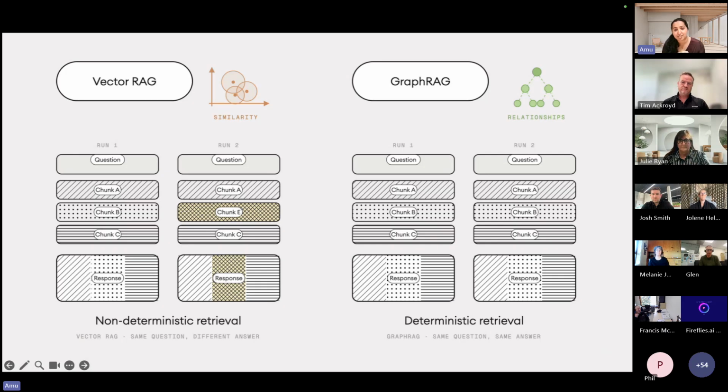In GraphRAG solutions, the graph follows explicit logical links. So each time you receive the same chunks back. While the response might be constructed slightly differently, it's still constructed using the same information. Therefore, it's consistent and formula-driven, and GraphRAG gives you deterministic retrieval.